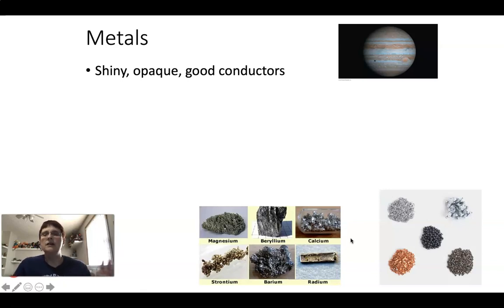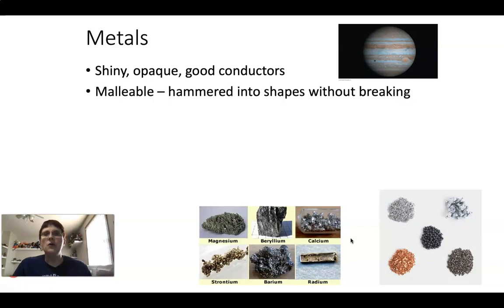So what else do metals have in common? Metals are malleable. This means that we can hammer them into shapes without breaking them. And so you're probably familiar with this idea, right? You can take things like iron, steel, copper, gold, and you can put them into different shapes, not just by heating them, but also by hammering on them. Now, the different metals vary in how tough they are, but they can all be hammered without breaking their structure.